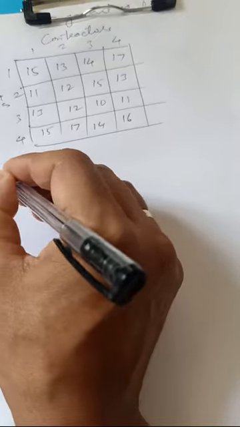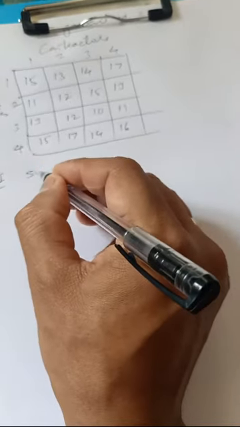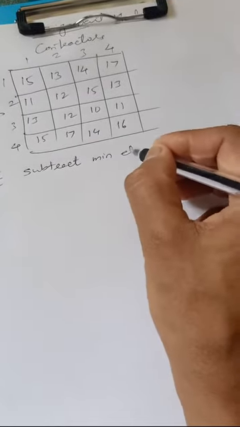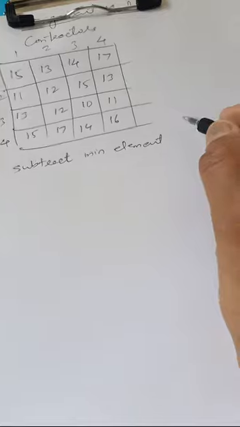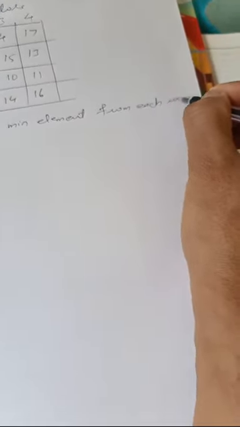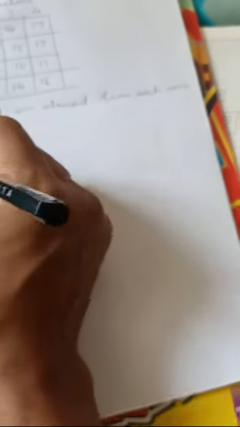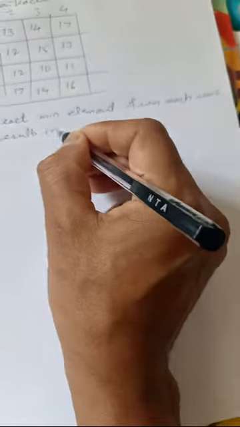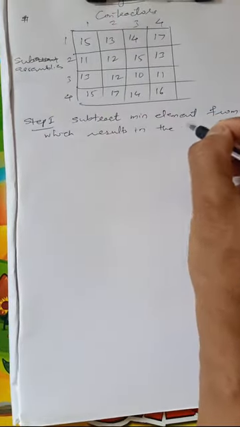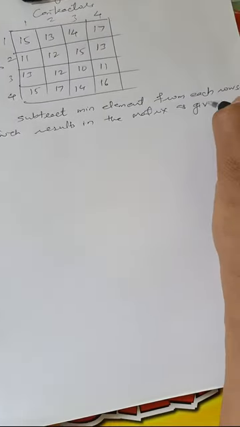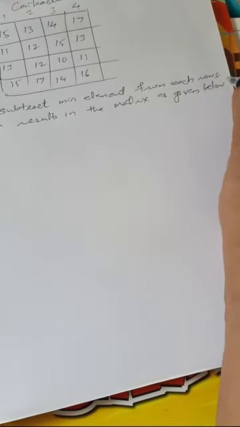So this is the given problem. So step 1, subtract the minimum element from each row, which results in the matrix as given below.